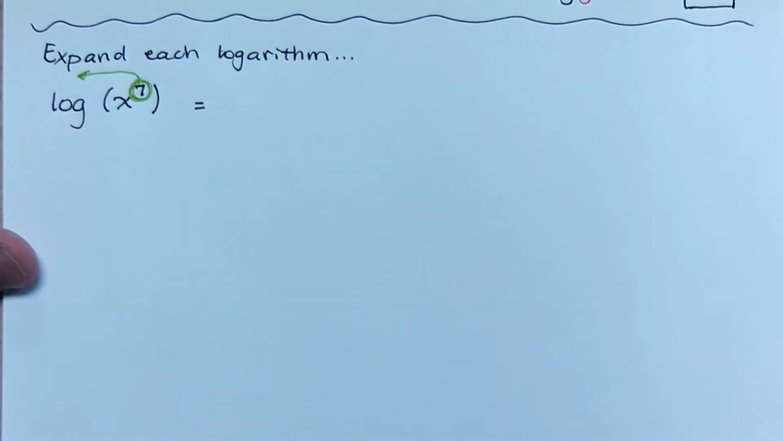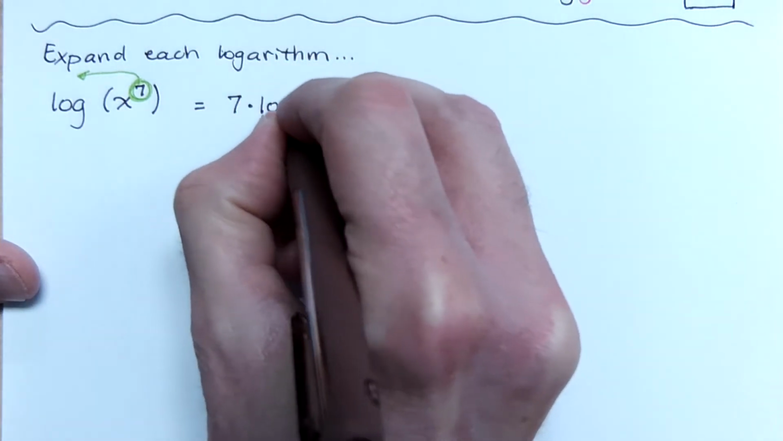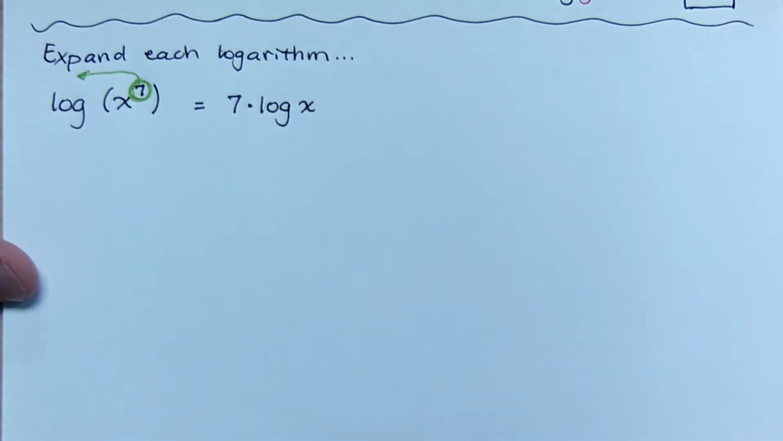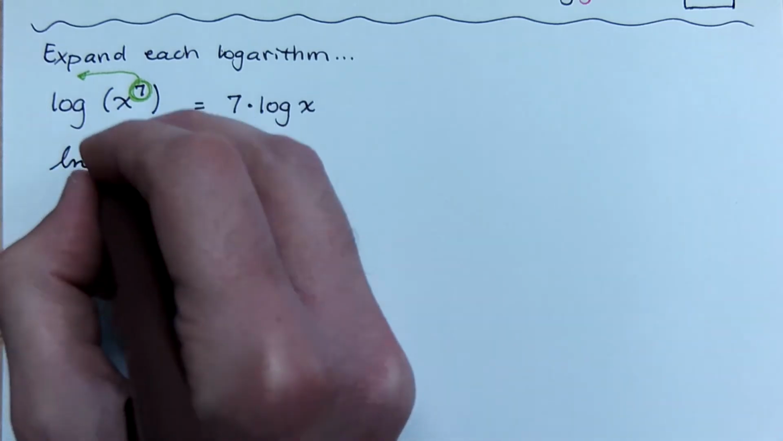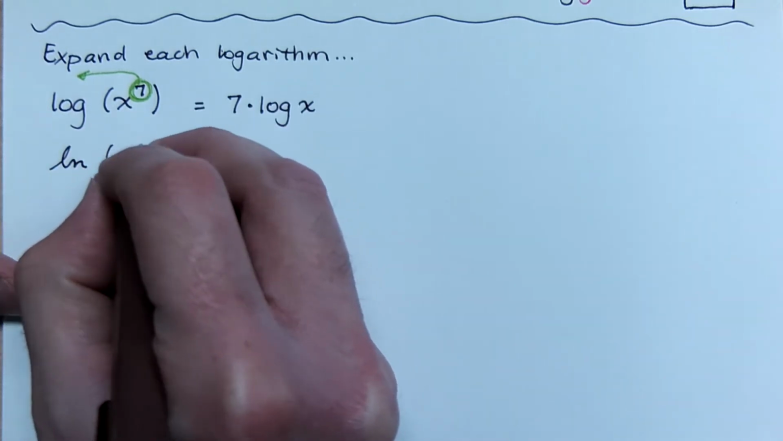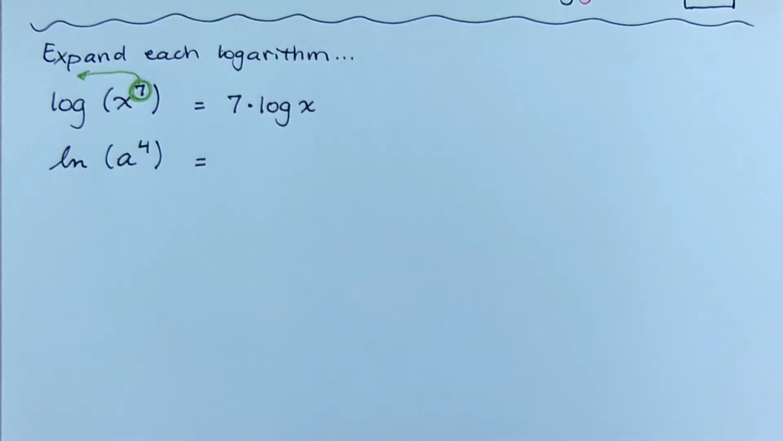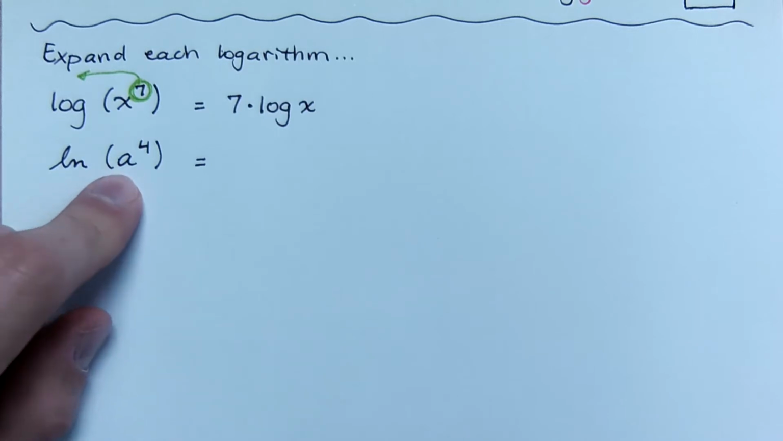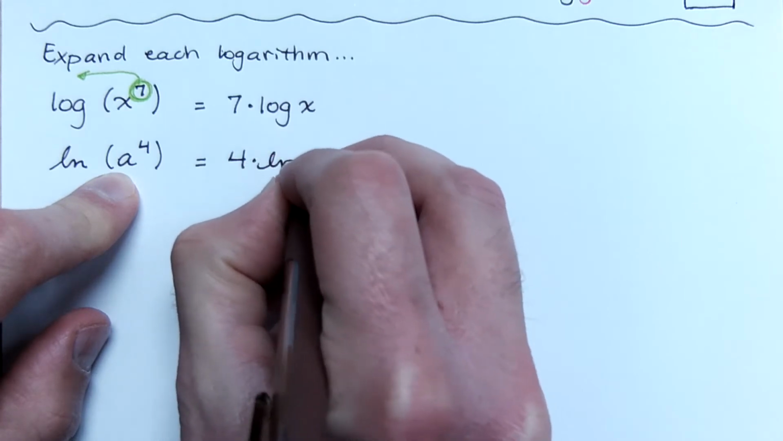And this is going to be an important technique for solving some of these weird equations we're going to be seeing in just a moment. So it allows us to rewrite this as 7 times the log of x. Whether you're using log or natural log, if I have the natural log of a to the 4th power, how could I rewrite this so that I don't have anything extra inside the log other than this expression? Bring the 4 out front, so you would say 4 times the natural log of a.